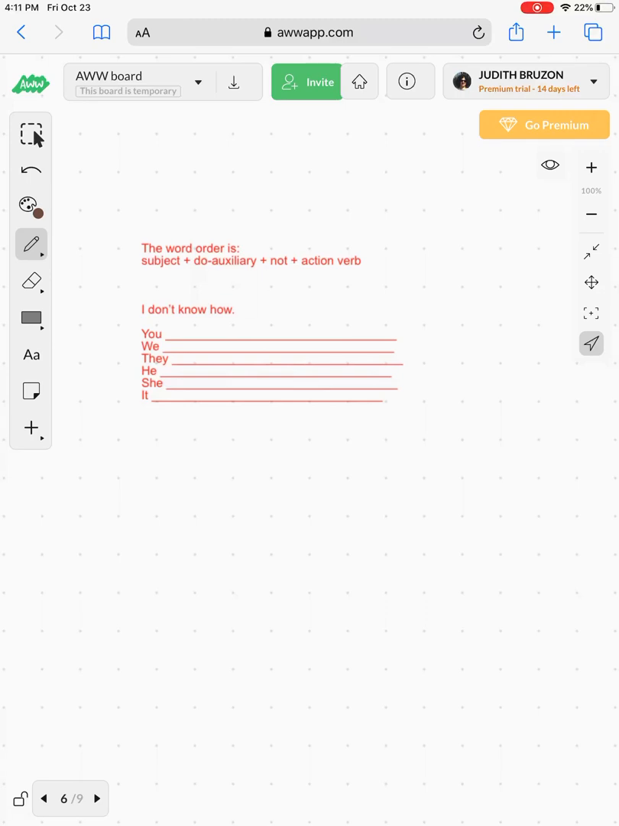Okay, so let's go ahead and take a look at them together, okay? And let's just go ahead and read them. So I don't know how, you don't know how, we don't know how, they don't know how, he don't know how. Does that sound good? So the present simple of main verbs take the appropriate form of the helping verb do. So you see, this is the main verb with no changes. But remember that in the third person, it's going to change.